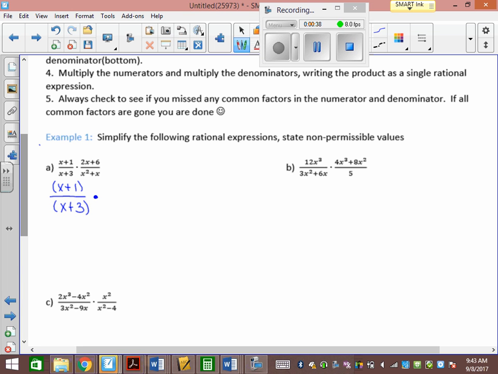Multiply, the little closed dot is a multiplication symbol. The reason why I like it better than the multiplication symbol is because the multiplication symbol looks like an x, and most of the variables you use are x, and then it just gets really complicated. So I use this closed dot.